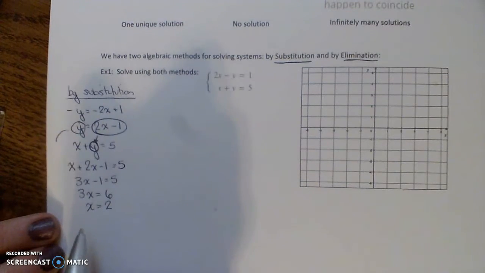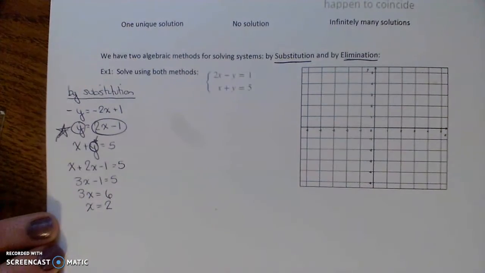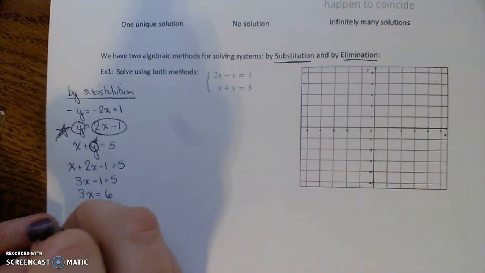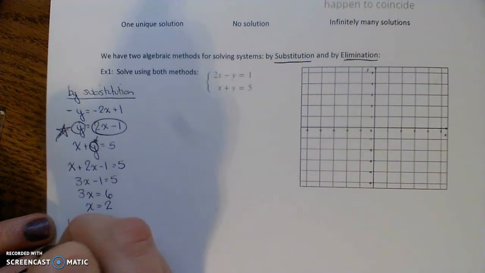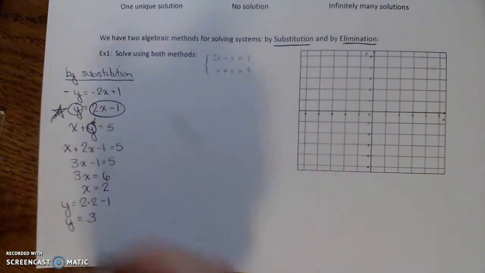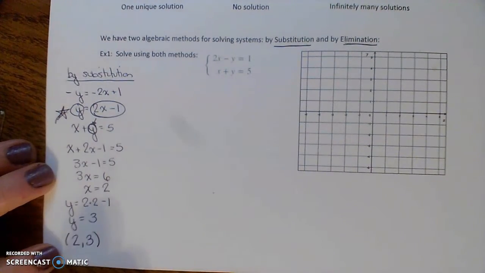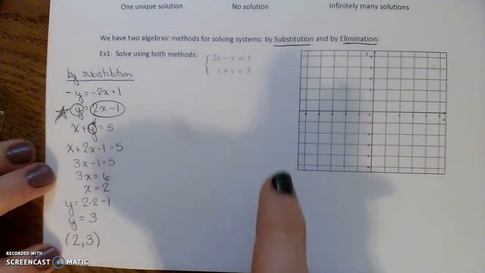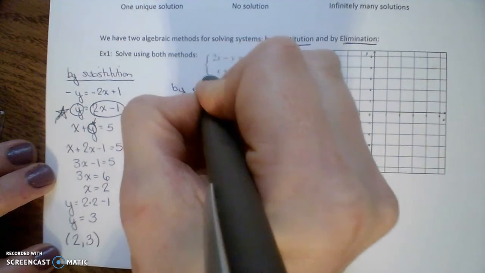And we're not quite done yet, because now we need to plug this back into, say, this equation right here to figure out what y would have to be. y would be 2 times x, which is 2, minus 1. So y would be 3. So x is 2, y is 3, and we can represent that by the coordinate pair (2, 3). Let's do the same problem, but by elimination.